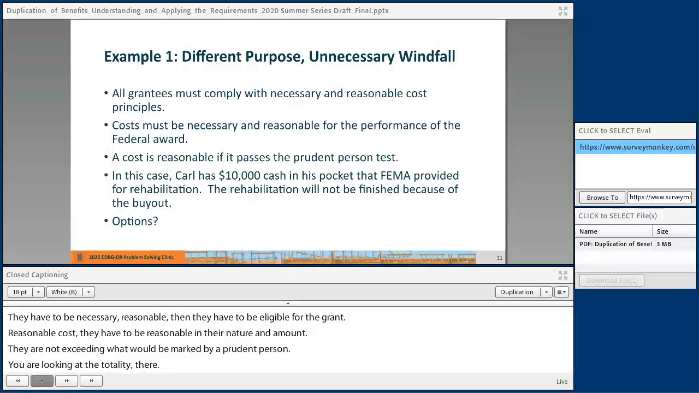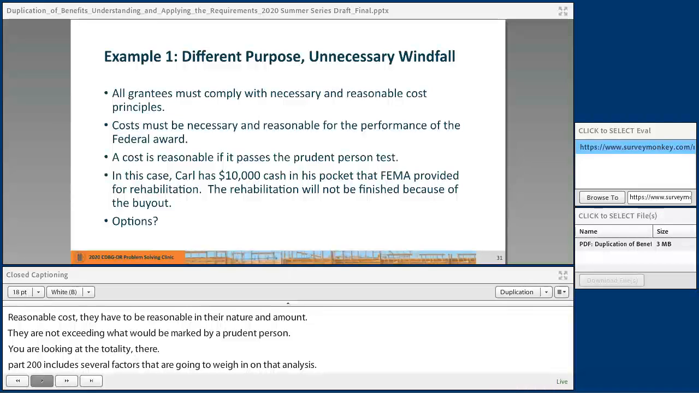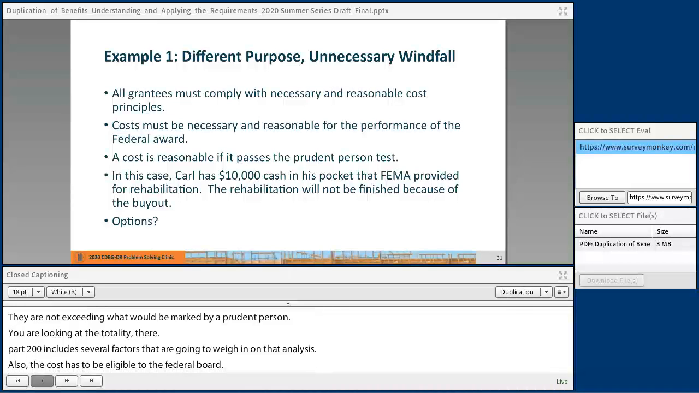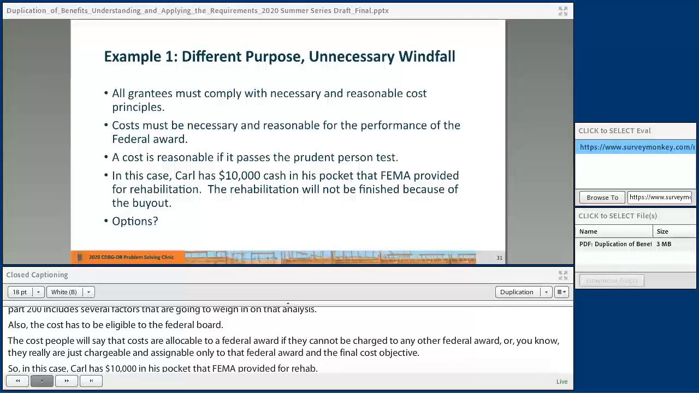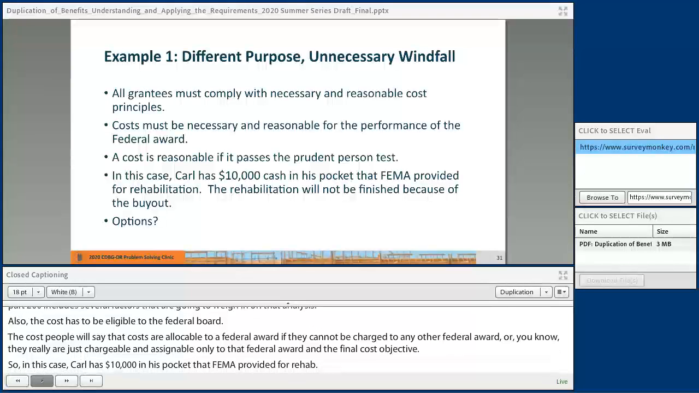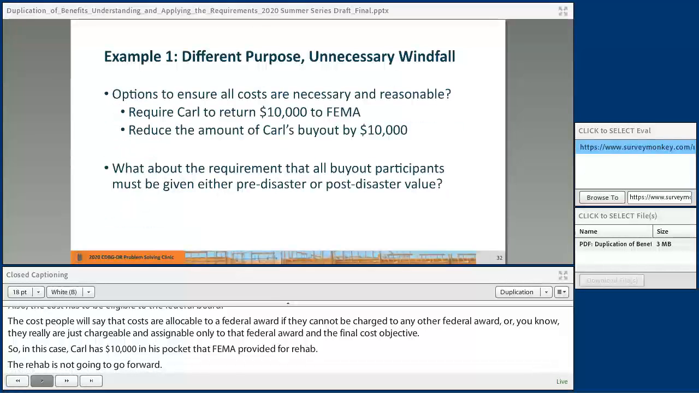The cost principles say that costs are allocable to a federal award if they can't be charged to any other federal award, or they really are just chargeable and assignable only to that federal award and the final cost objective. So in this case, Carl has this $10,000 in his pocket that FEMA provided for rehab. The rehab isn't going to go forward. There's no point in spending that $10,000 for rehab because Cautious County is going to buy the house and demolish it. What are the options for Cautious County?